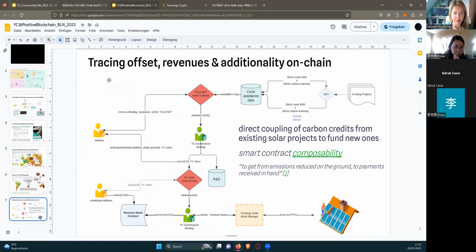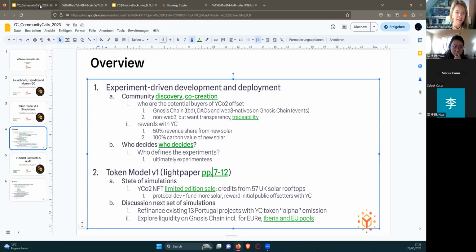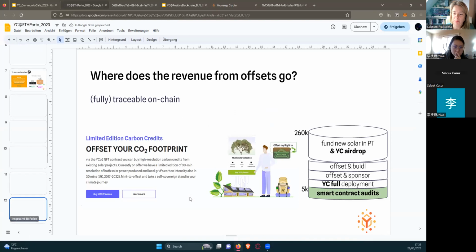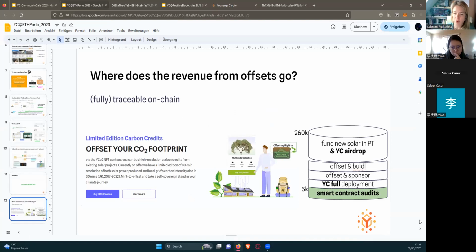Good. Let's see. So the focus will be YCO2 NFTs. This limited edition of 57 UK solar roofs, where we say the revenue goes back into improving the protocol, the smart contracts we did with the first 5K of revenues, the full deployment, some sponsoring and building, meaning improving the user experience. This is around at most 60K that we might need, and it depends on how much demand there is really to improve.